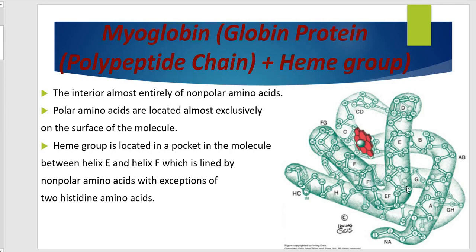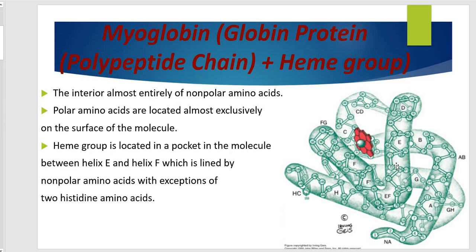This green polypeptide chain is the globin polypeptide chain, which is folded to form 8 stretches named from A, this is A and B and so on till H. And the heme group is present in the center between F and E stretches.